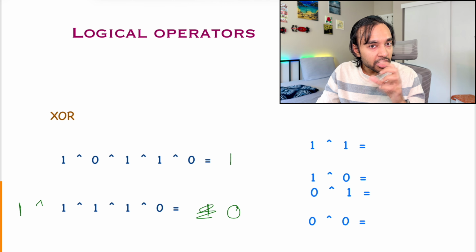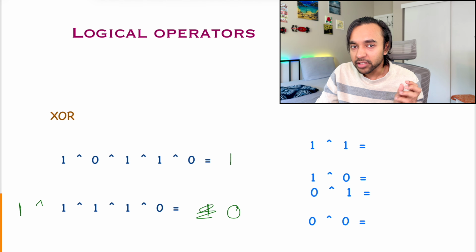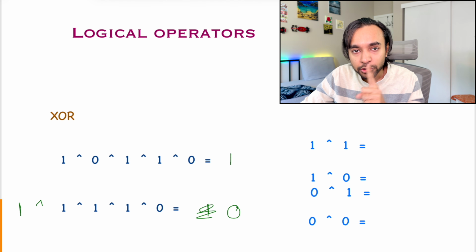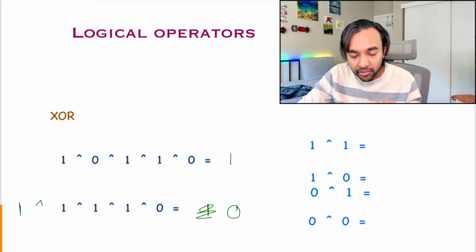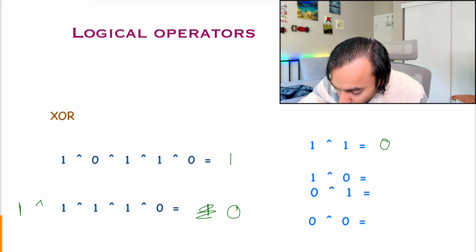So now, if we try to apply the same exhaustive list using the XOR operator, how will our results look like? I have 1 XOR 1. How many 1s do I have? I have 2 1s. That is even. So the answer will be 0 over here.